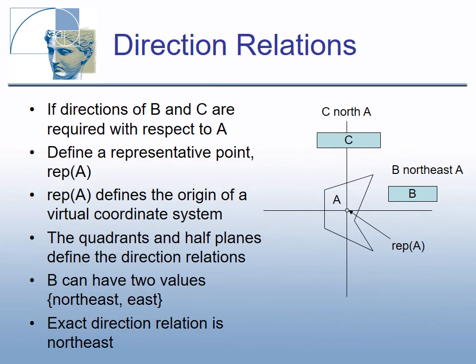Finally, let's consider one more relation. It's direction relation. For example, if directions of B and C are required with respect to shape A, let's define a representative point A. This point defines the origin of a virtual coordinate system. The quadrants and half planes define the direction relations. B can have two values, northeast or east. Exact direction relation is northeast.